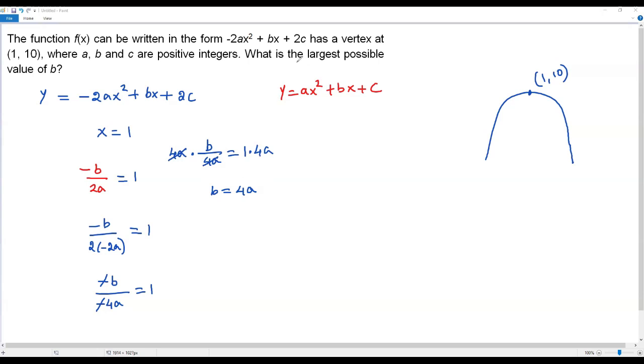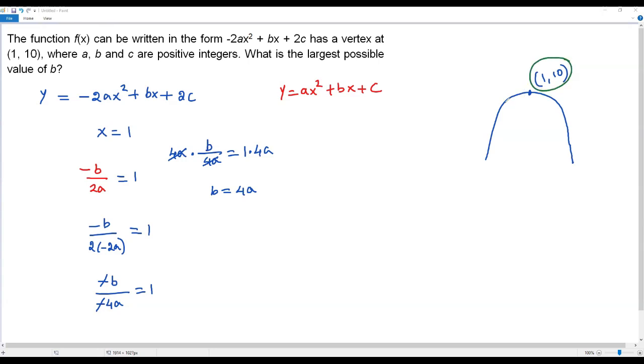Because our aim is to get the largest possible value of b, only if I get the value of a over here will I be able to get the largest possible value of b. For that, I'm going to consider the vertex (1, 10). Actually, it is a point on the parabola.